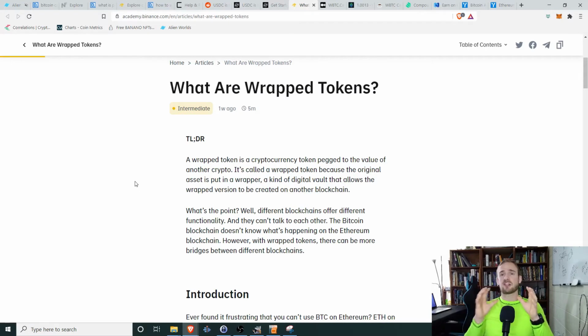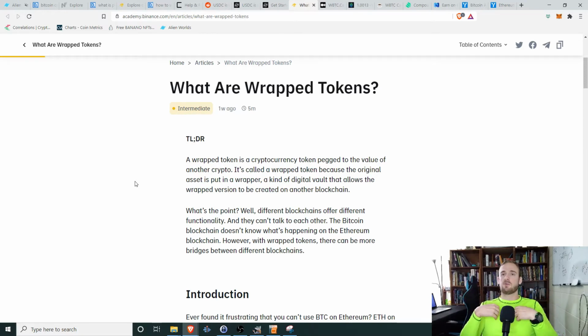But basically, a wrapped token is a cryptocurrency token that exists on one blockchain. So let's suppose I have a Bitcoin, a standard Bitcoin, nothing special. If I want to be able to use that value, that Bitcoin, on a different blockchain, it might not be compatible. So a Bitcoin is not compatible with the Ethereum blockchain. So how do I use a Bitcoin on the Ethereum blockchain? The process is by wrapping it. Essentially, what I do is I take this Bitcoin and I put it inside a wrapper that is compatible with a different blockchain. So what this does is it allows me to use Bitcoin on the Ethereum blockchain.